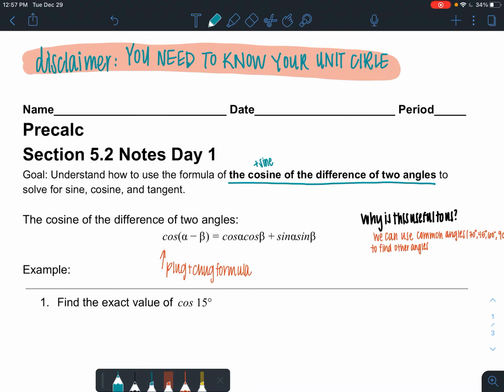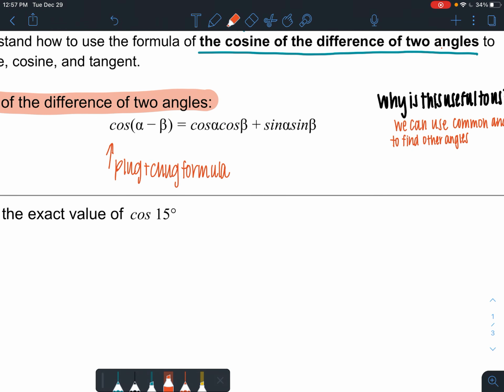Today we're talking about the cosine of the difference of two angles. We'll also be talking about the sine of the difference, and we'll also do the sum. So it's going to end up being 4 formulas. But at first, we're only going to focus on the cosine of the difference of two angles, just to get us adjusted. For the most part, it's just a plug and chug formula where alpha is an angle and beta is a different angle.